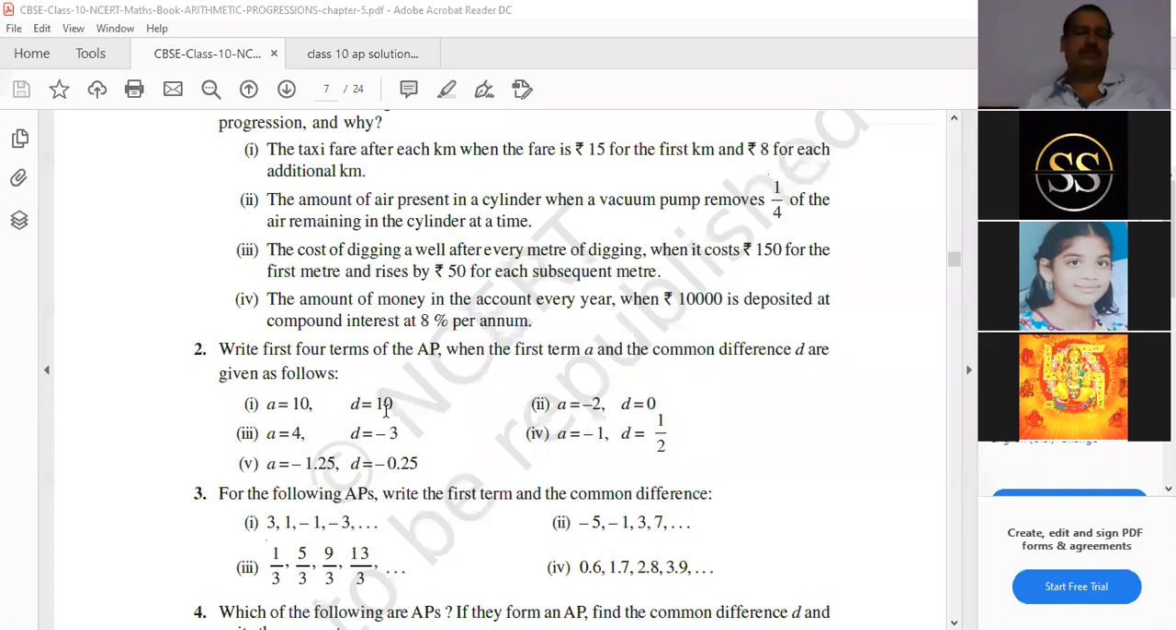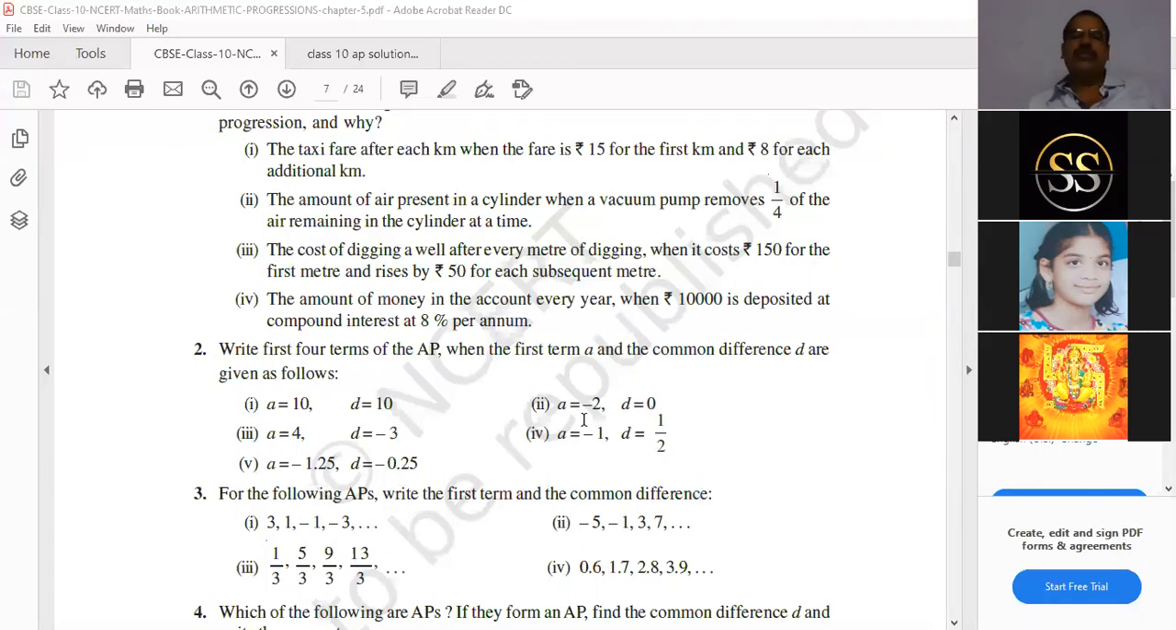Can anyone say? A equals 10, D equals 10. You have to write 4 terms. 10, 20, yes, 30, 40. Very good. First term is 10, second term is 20, third term is 30, fourth is 40. Good. Then next one.